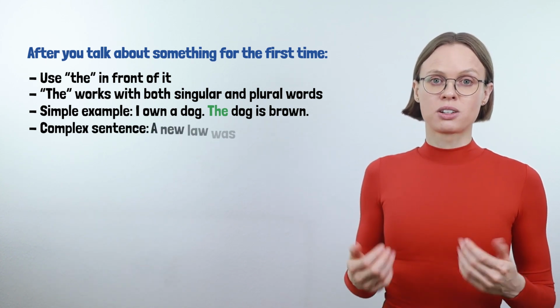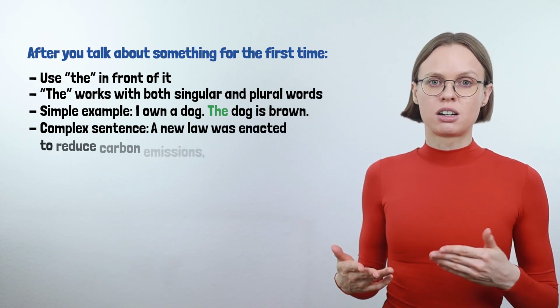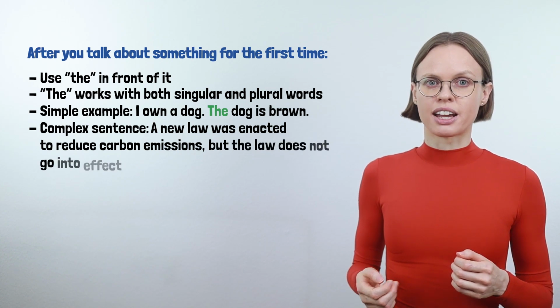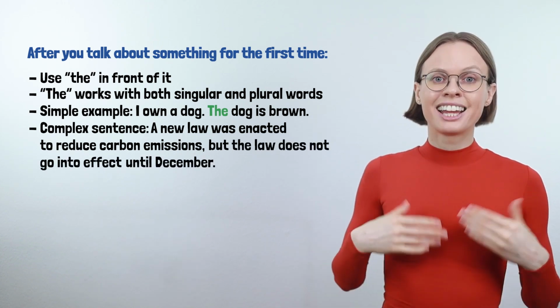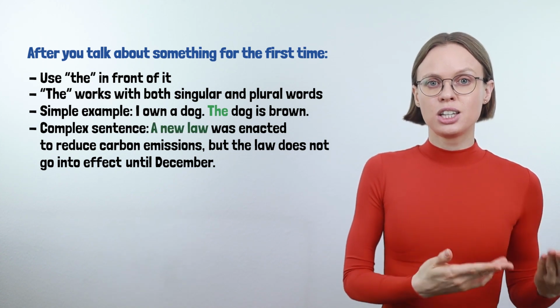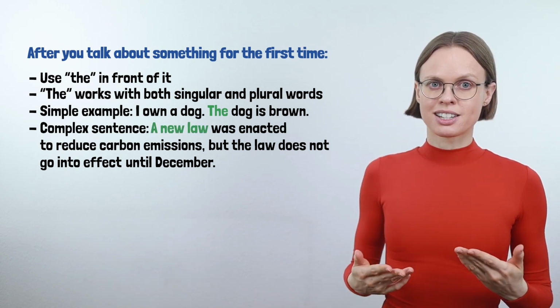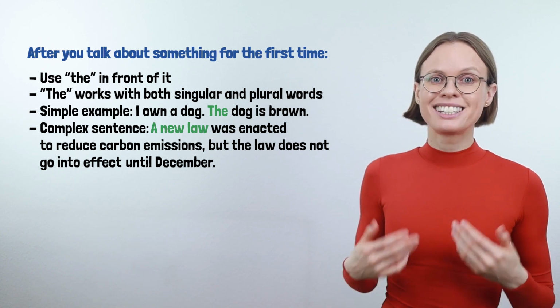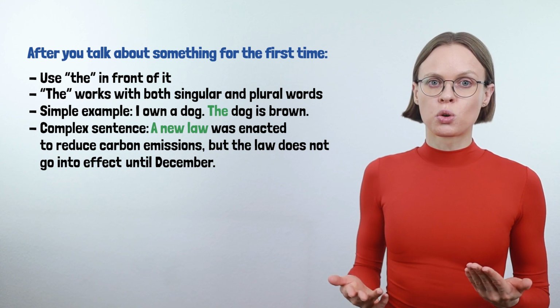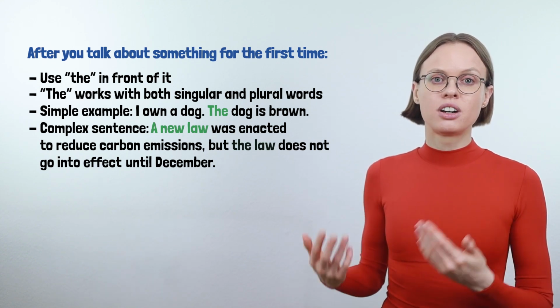A new law was enacted to reduce carbon emissions, but the law does not go into effect until December. In this sentence, the first idea is a new law. Carbon emissions is plural, so it doesn't need an article. The second time you talk about law, it is the law.